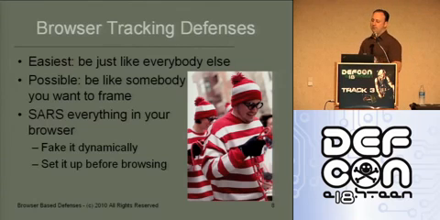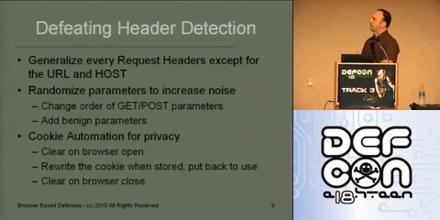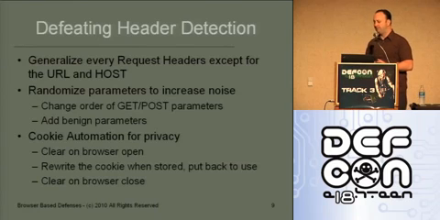Now, of course, to do that, we want to sanitize input and output. We want to anonymize and randomize our behavior as well. All right? We can either fake whatever they're looking for, the identifying bits, or maybe we can engineer it ahead of time. So defeating the header detection, we could generalize request headers, URL and host. This is fairly easy. Proxies can handle this for us. They do an okay job of that currently, right?